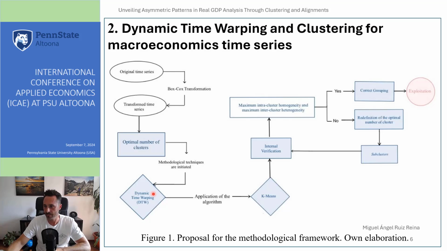we implement the hierarchical K-means algorithm for classification, and the internal verification is then conducted to assess intragroup homogeneity and intergroup heterogeneity. If these criteria are met, the clustering is deemed successful, and otherwise the number of clusters is iteratively redefined until the efficiency criteria defined by the researcher are satisfied.